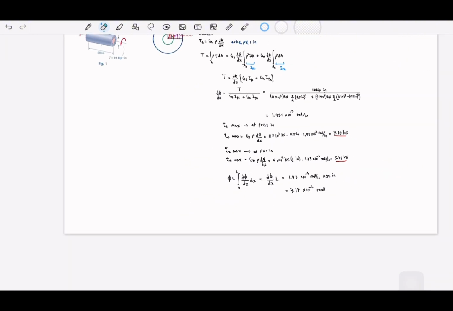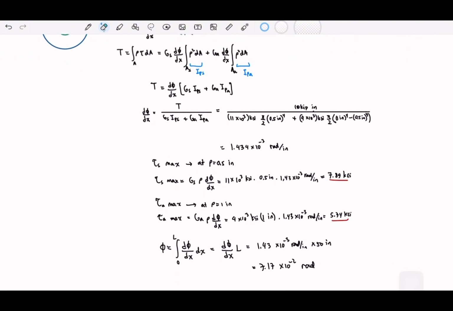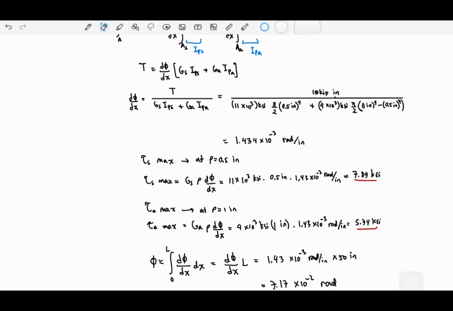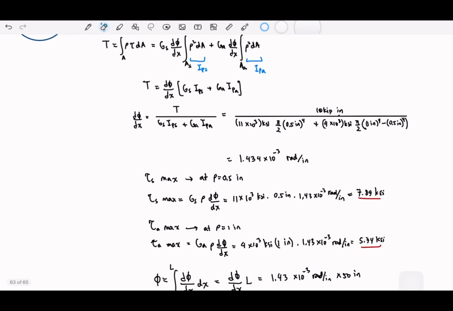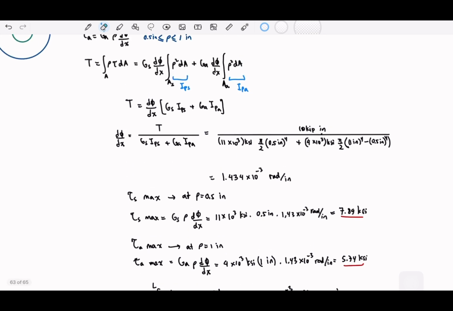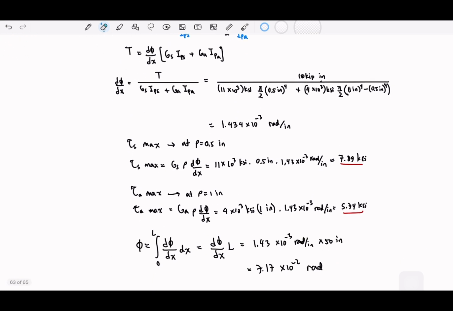Okay, I think this is quite straightforward. Basically, what you need is the torsion relations between the tau and the twist rate equations in terms of torque. Okay.